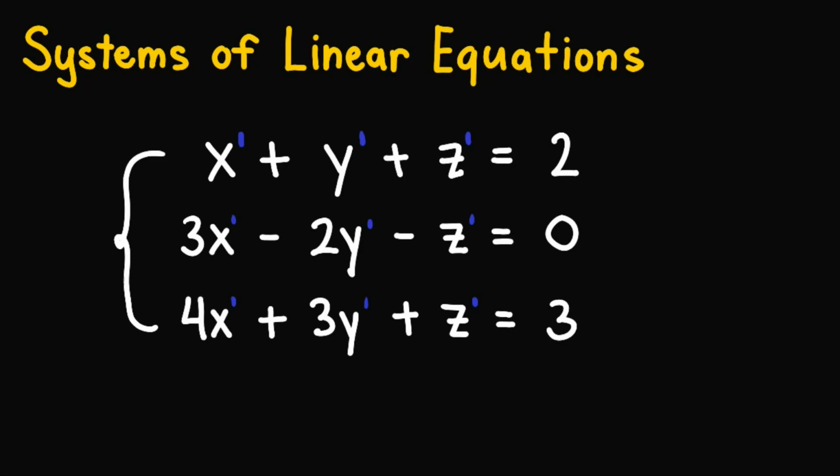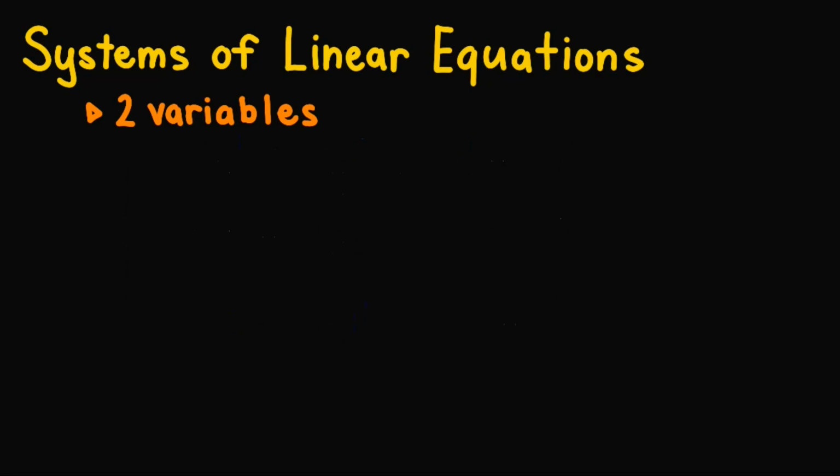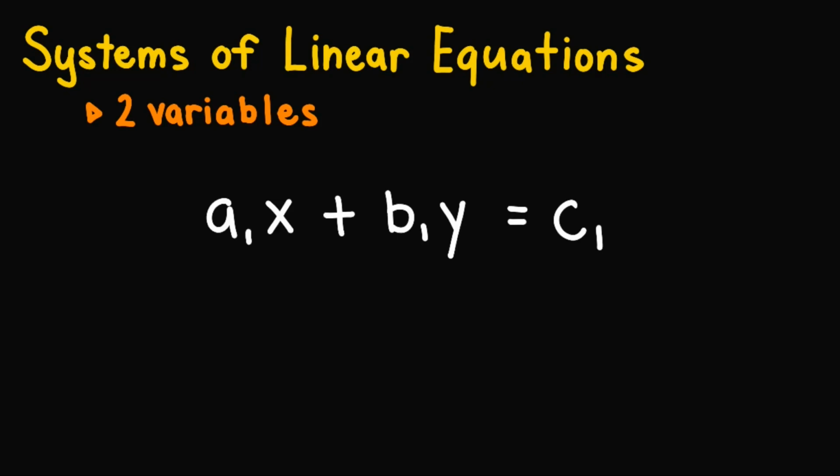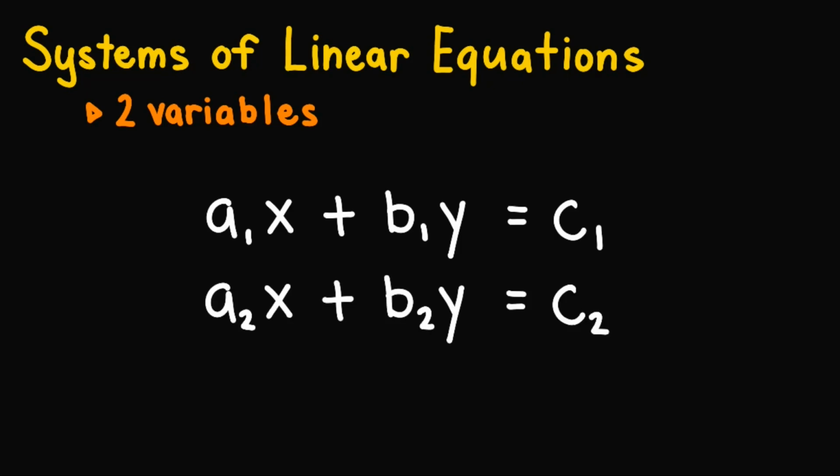For our discussion, we'll be focusing on linear systems in two variables. So that is, in general, we'll have a sub 1 x plus b sub 1 y equals c sub 1 and a sub 2 x plus b sub 2 y equals c sub 2. So this is our system of linear equations in two variables. So take note that in here, x and y are the variables.